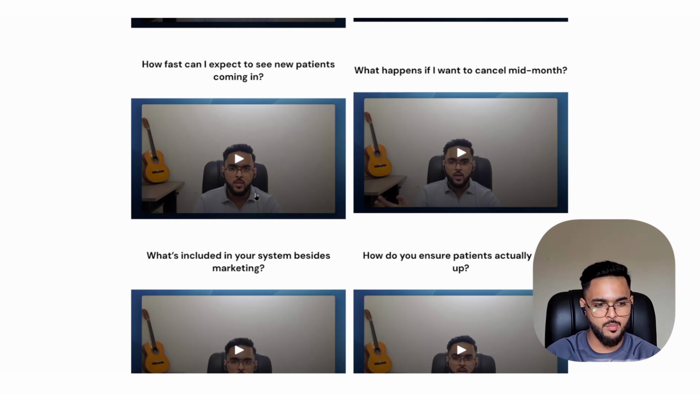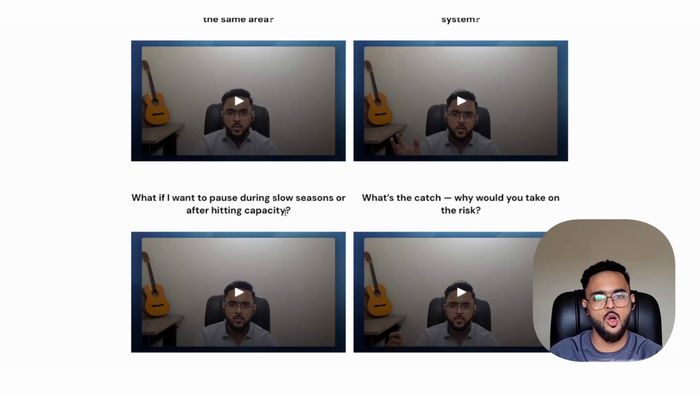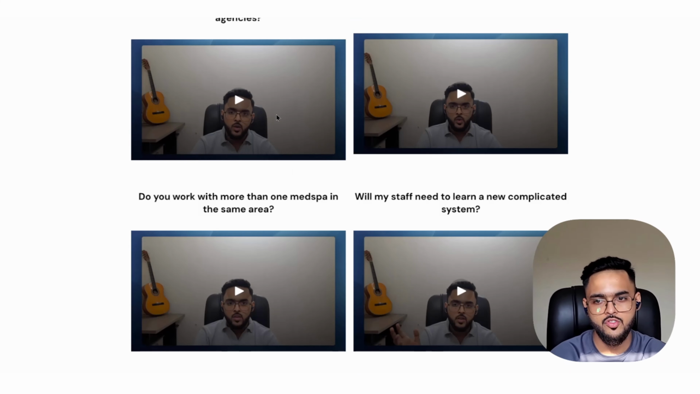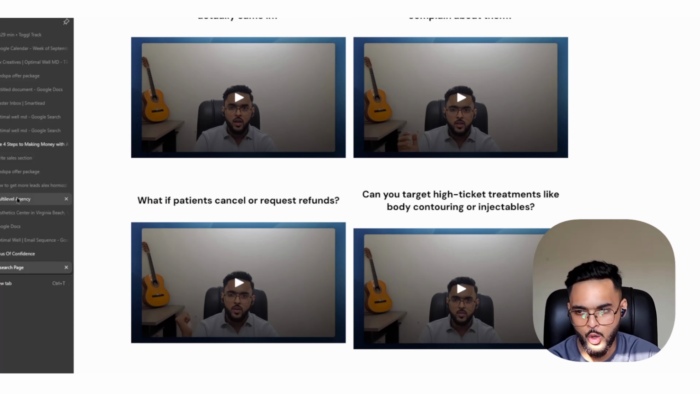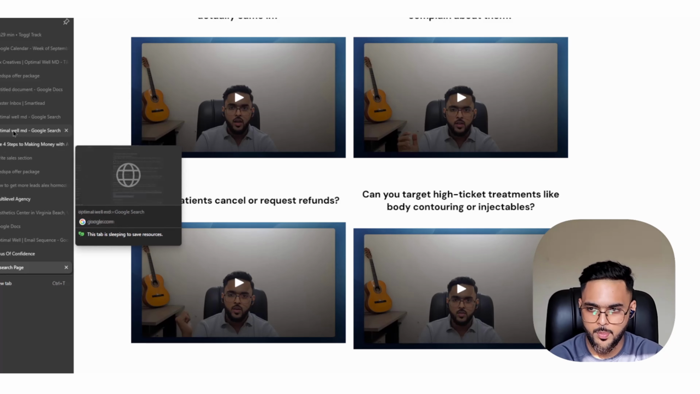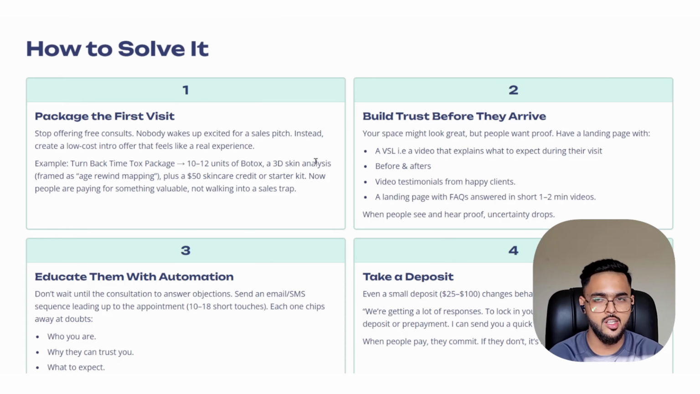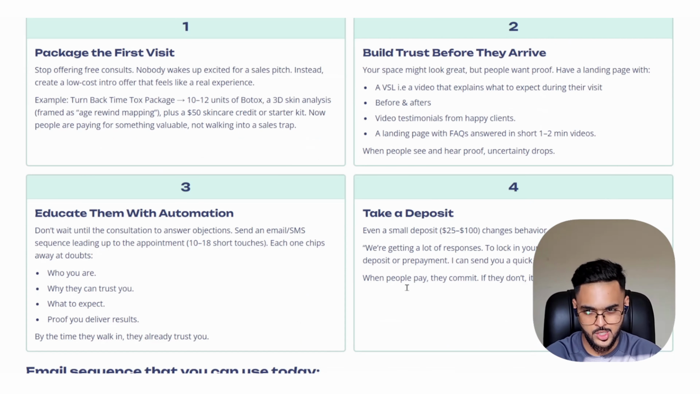For example, in my case, as you can see, I'm answering all the frequently asked questions with videos. And this builds a lot of trust, and the prospects see a real human, which again builds trust. So when people see and hear proof, uncertainty drops.